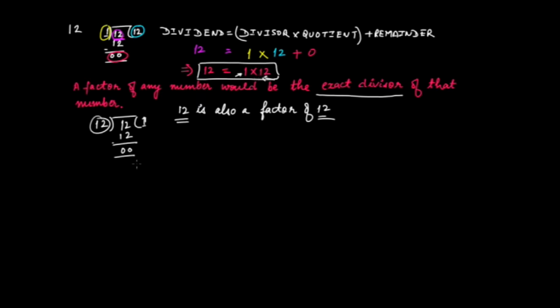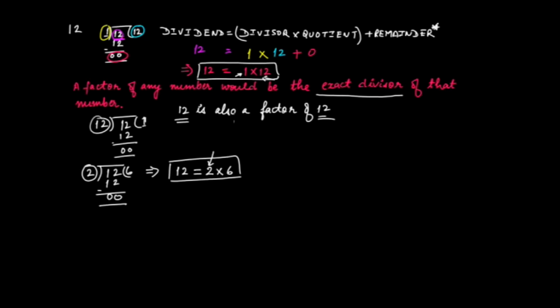So let me divide 12 by 2. Divide it. Quotient will be 6, and you would get remainder as 0. Now on the basis of this equation, you would write that 12 is equal to divisor into quotient plus remainder, where remainder is 0. And now you know that here 2 is the exact divisor of 12, and since the exact divisor would be the factor of that number, therefore 2 would be the factor of 12.